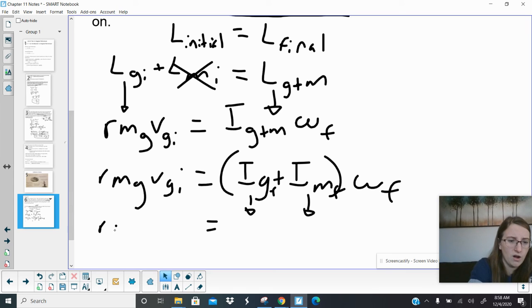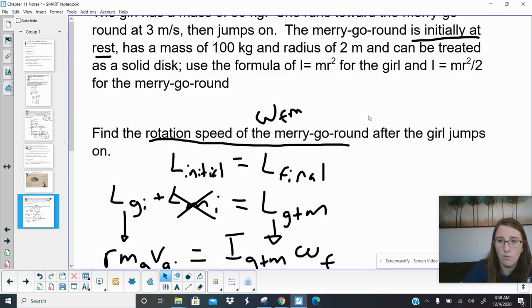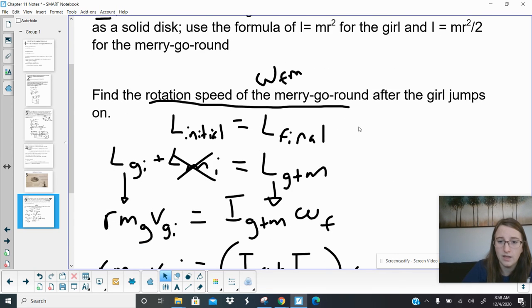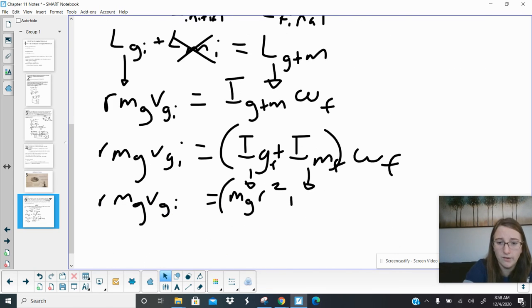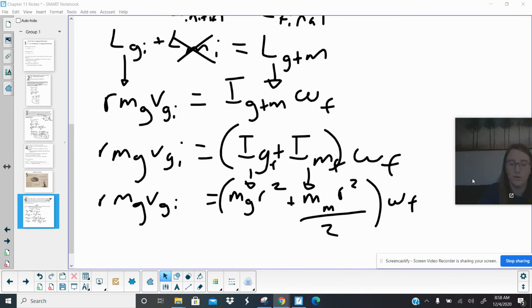Okay, so we have r, m, g. This is the initial angular momentum of the girl. Now over here again, we have the mass of the girl, radius squared. That was that formula. Plus for the merry-go-round, we have the mass of the merry-go-round, radius squared over 2. And we have omega final, angular velocity final, whatever you want to say there.